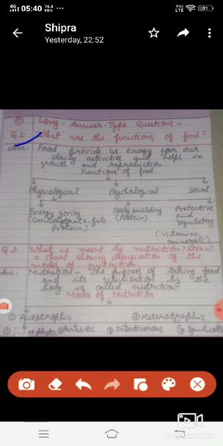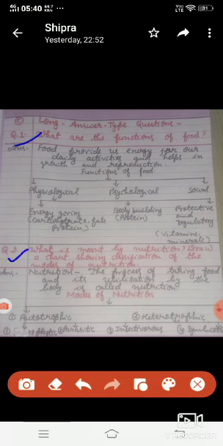Physiological is again categorized into three. First, energy giving, that is carbohydrates, fats, and proteins. Second, body building, and third, protective and regulatory, that is vitamins and minerals.